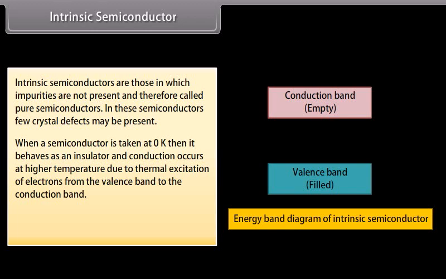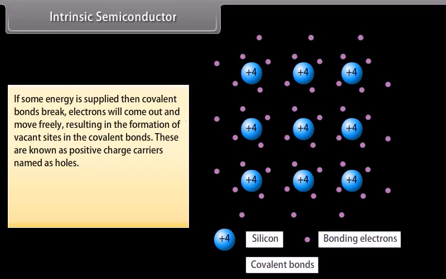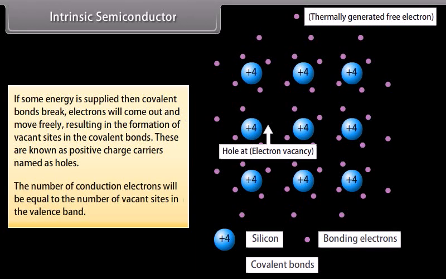Let us consider silicon, which has 4 valence electrons. In order to gain stability, it has to make 4 covalent bonds. The electrons which are participating in the covalent bonds are known as valence electrons. If some energy is supplied, then covalent bonds break. Electrons will come out and move freely, resulting in the formation of vacant sites in the covalent bonds. These are known as positive charge carriers, named holes. The number of conduction electrons will be equal to the number of vacant sites in the valence band.